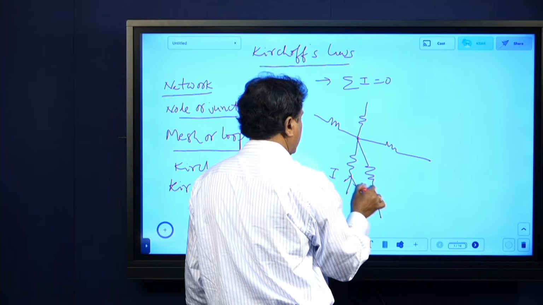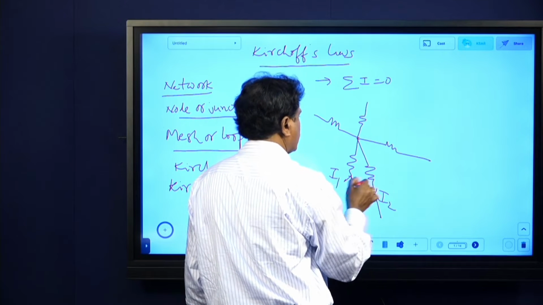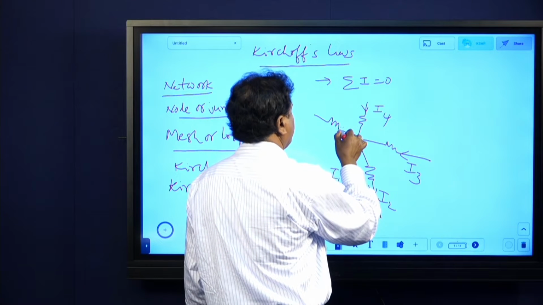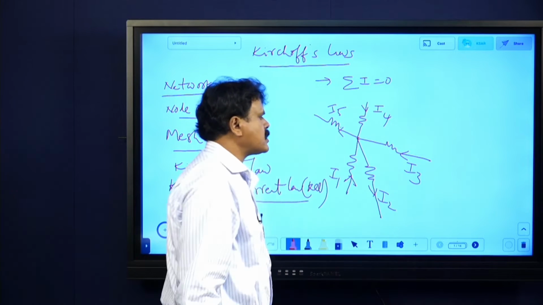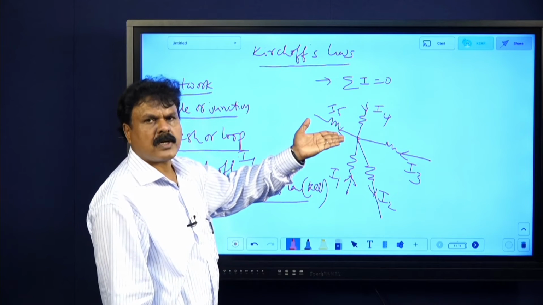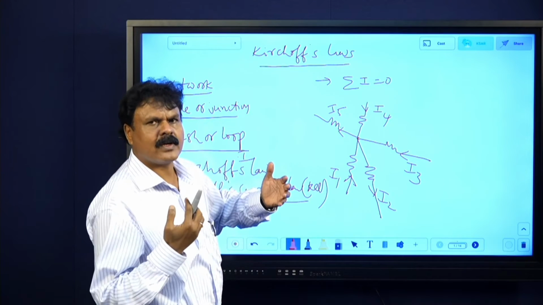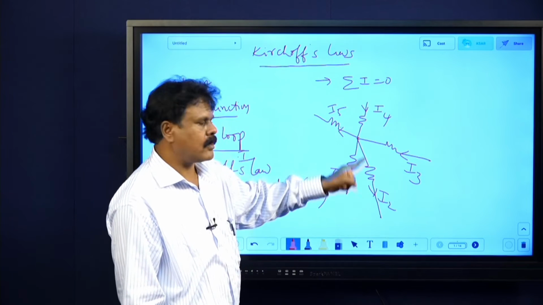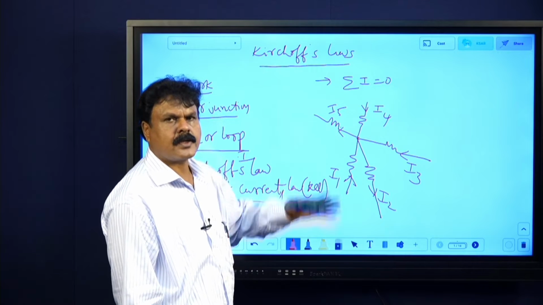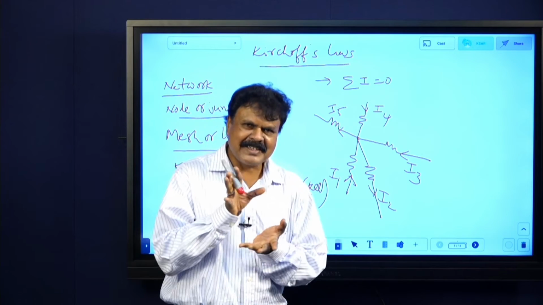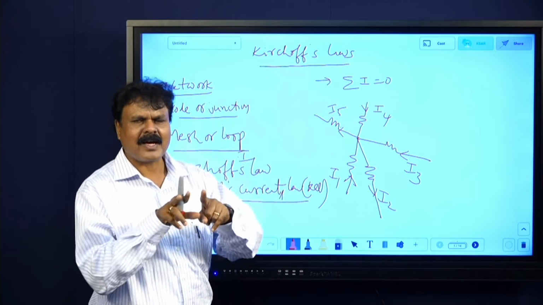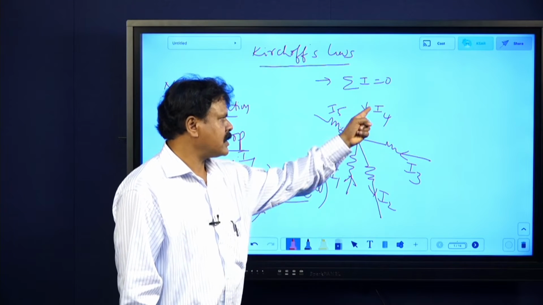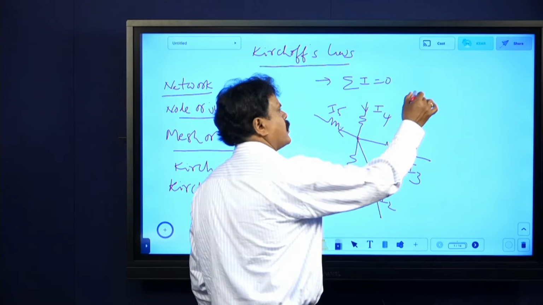I1 I will call, I2 is coming out, I3 is entering, I4 is entering, I say I5 is leaving. How to apply this: currents entering the node, take it as positive. Currents leaving the node, leaving the junction, take it as negative. Then I1 plus I3 plus I4 minus I2 minus I5 equals 0. I hope you are getting it. Currents entering the junction should be taken as positive. Currents leaving the junction should be taken as negative. I1 minus I2 plus I3 plus I4 minus I5 equals 0.